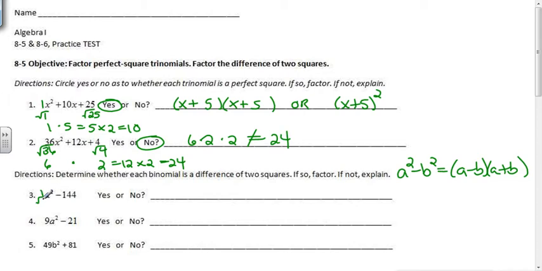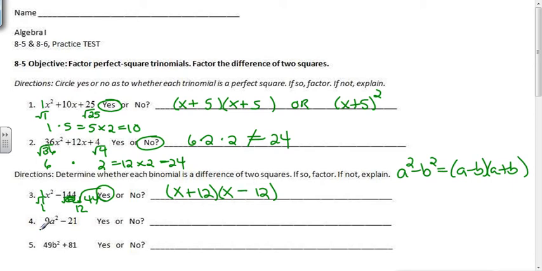So can I do the square root of 1? Can I do the square root of 144? Yes, I get a 1, I get a 12. So it is a difference of two squares, so the answer was yes. And I can factor it into x and x. 12 times 12 is 144, but to multiply to get a negative 144, the signs have to be different.